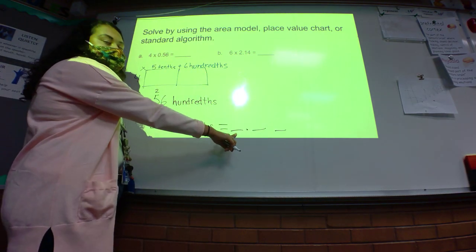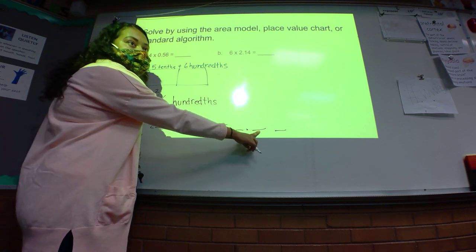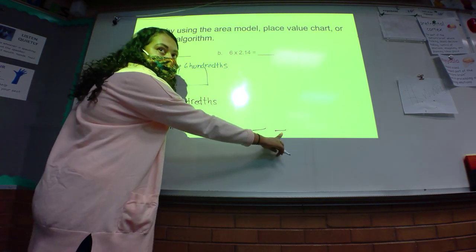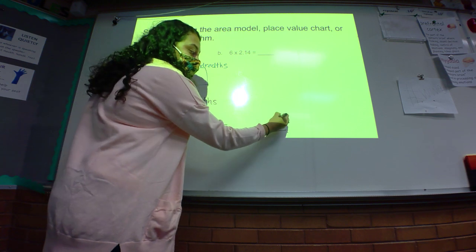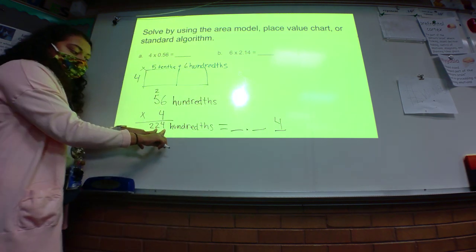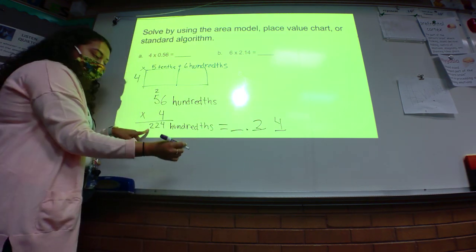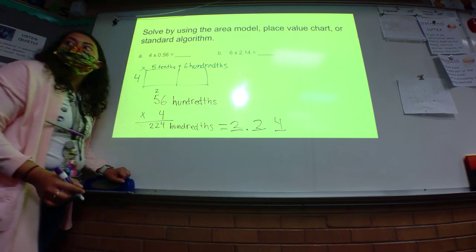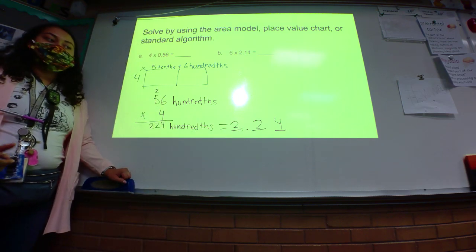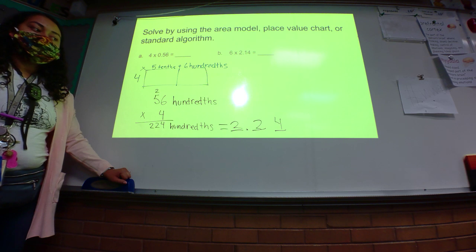Is this the hundredths place? No. Is this the hundredths place? No. Is this the hundredths place? Yes. Okay, so 4 here. So next we have the 2 and 2. 2.24. Okay?